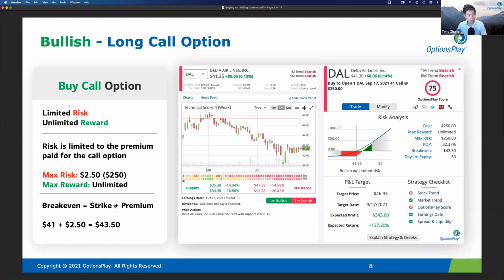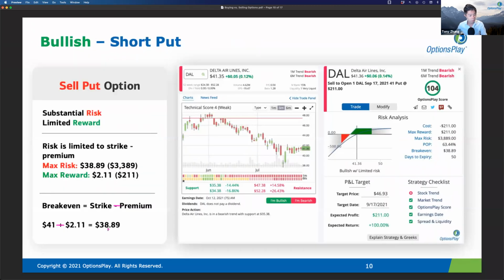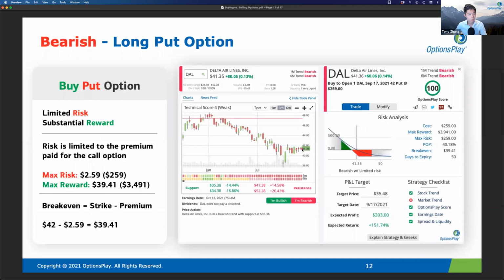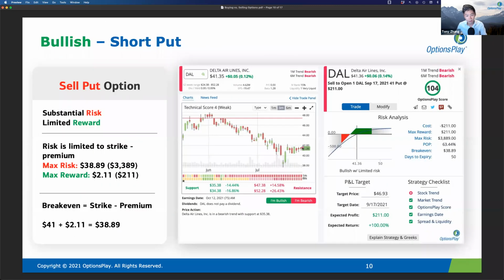So the break-even price is your strike minus your premium. This is a typo, I apologize. It's $41 minus $2.11, which is $38.89. So we think Delta Airlines is going to move higher here, but as long as the stock stays above $38.89, I'm going to be profitable. What that means is that even if the stock trades sideways, or moves a little bit lower, I can still be profitable. It's what we call a very forgiving strategy.